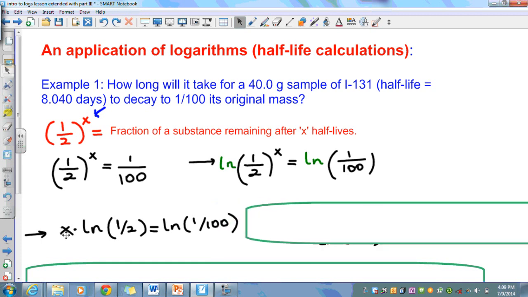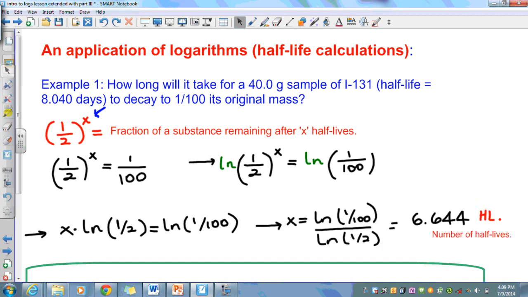And finally, to solve for x, what would you do? You would need to divide both sides by ln of 1/2. So that's what I did in the last step. Both the numerator and the denominator can be evaluated using the ln key of the calculator. And when you take the ratio, you will find approximately 6.644 half-lives. Because remember, x gives you the number of half-lives by definition. Now that is not the answer though, because they didn't ask for that. They want to know how long it will take in days, not in number of half-lives.